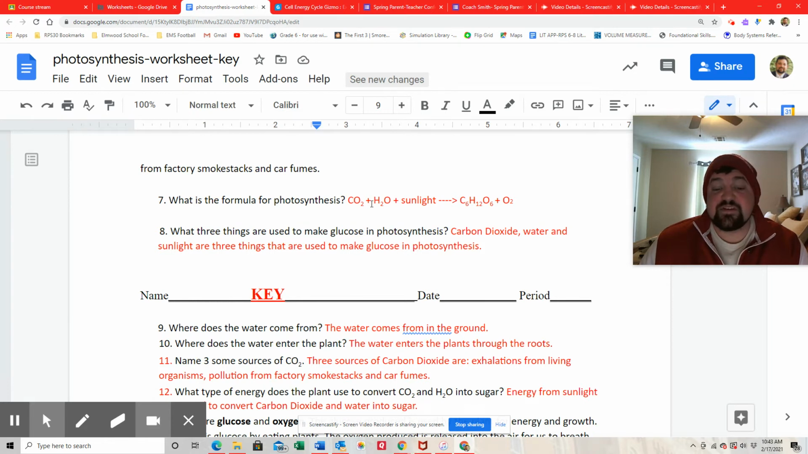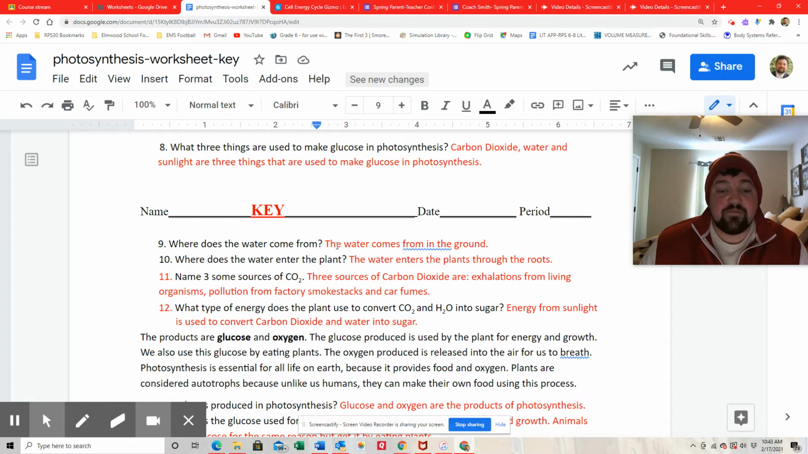What is the formula for photosynthesis? Right here, it's explicit. What three things are used to make glucose in photosynthesis? Carbon dioxide, water, and sunlight. So these questions for these paragraphs are very similar to what you'll see in your test.